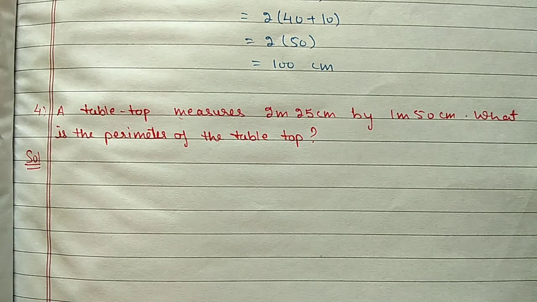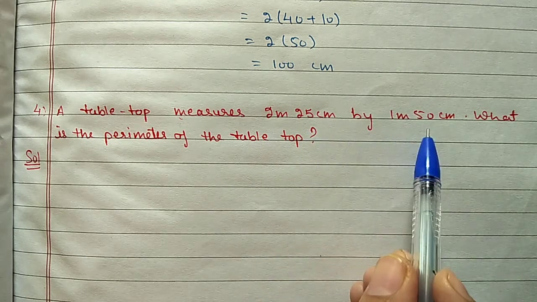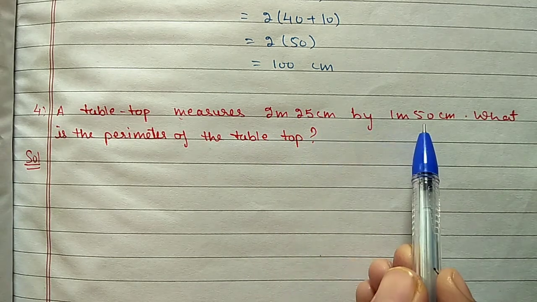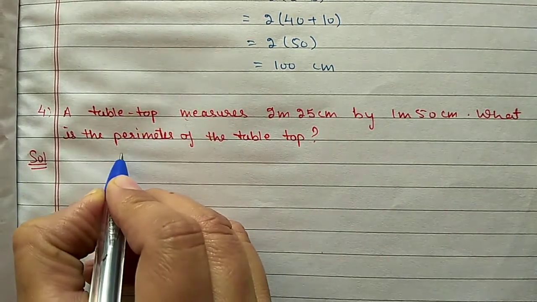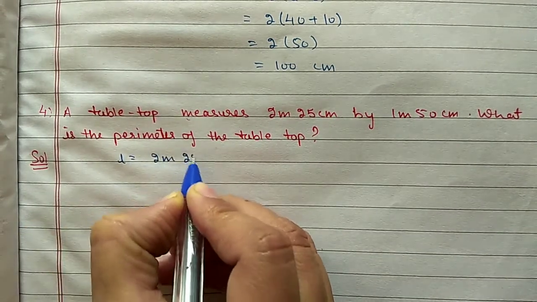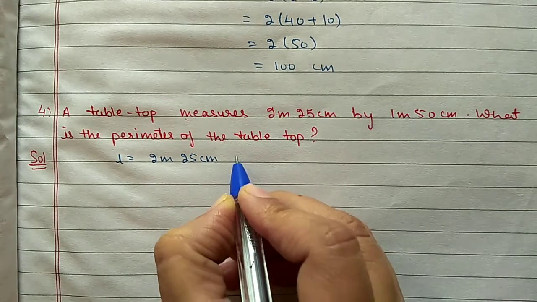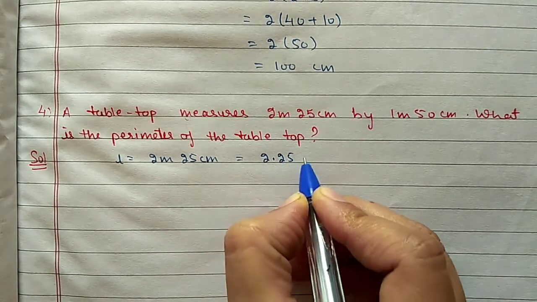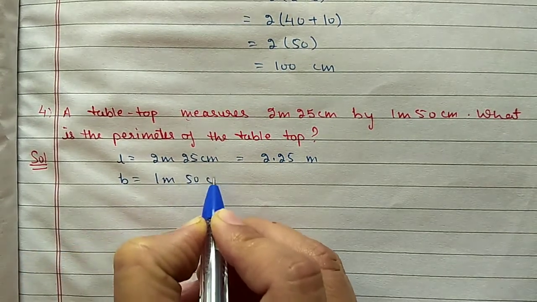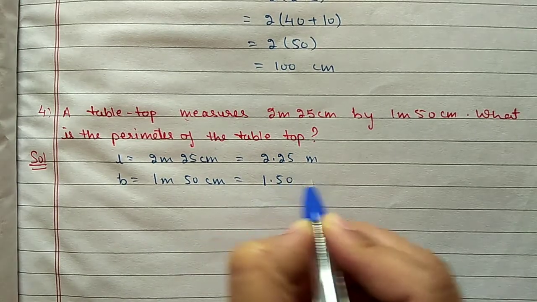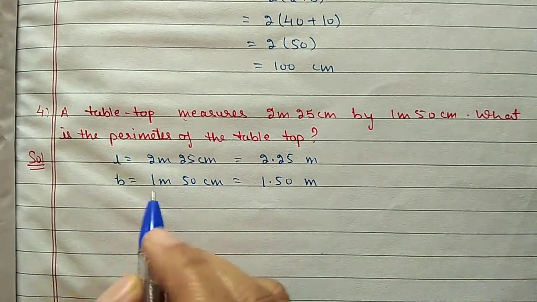Next, question number 4. A tabletop measures 2 meter 25 centimeter by 1 meter 50 centimeter. What is the perimeter of the tabletop? So 2 meter 25 centimeter by 1 meter 50 centimeter means one is length and another one is breadth. And tabletop will be in the shape of rectangle. So length is given here 2 meter 25 centimeter. This we can change into meter only. It will come 2.25 meter. And breadth is 1 meter 50 centimeter, which we can write as 1.50 meter.